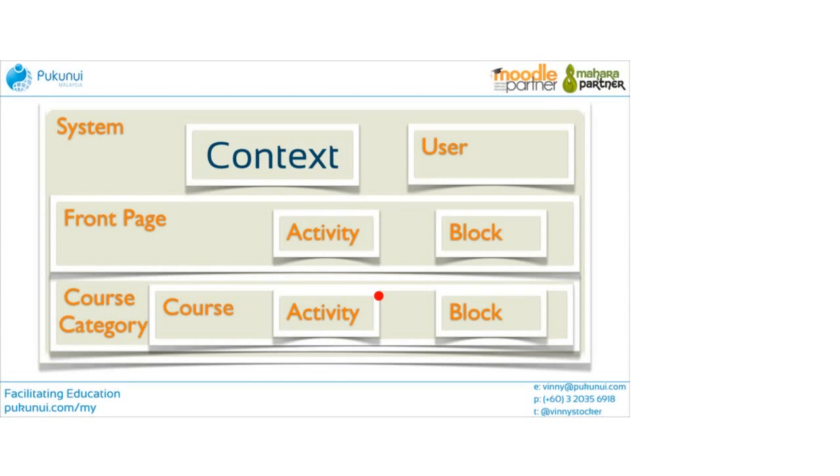You can assign these contexts to users on the front page, and most of the time you would probably assign them to particular courses. So you'd choose which of the users are teachers on a course, which of the users are students on a course, non-editing teachers, that kind of thing. And a lot of it can be automated.